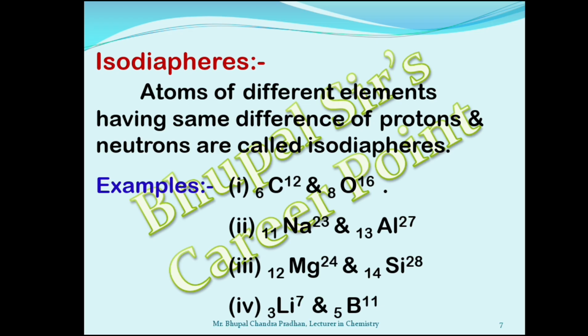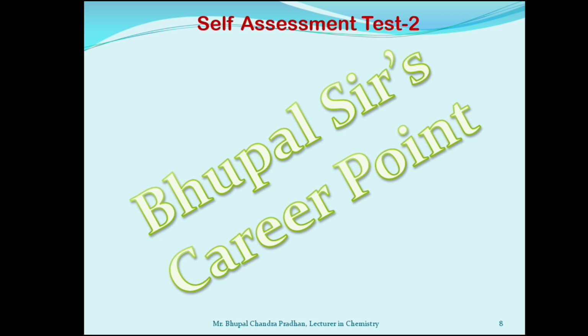Lithium 3-7 and boron 5-11. In both the cases, the difference between neutron and proton is 1. So the species having same difference between neutrons and protons are called isodiaphers.